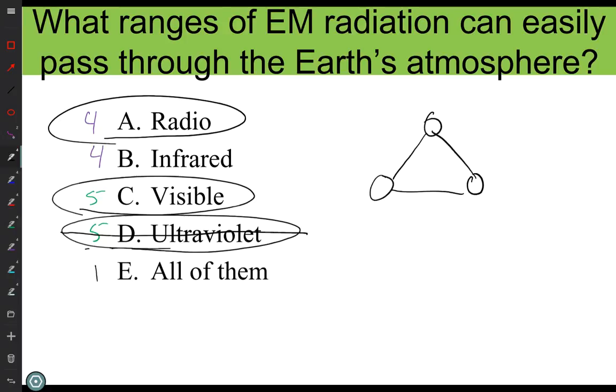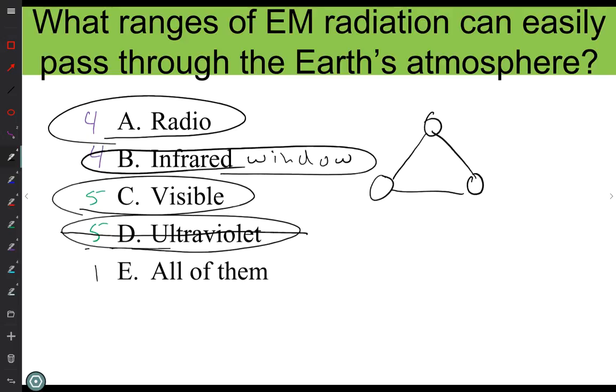So ultraviolet was blocked by ozone. Visible light gets through, radio light gets through. There is a small window for infrared. So infrared could have been an acceptable answer. It's generally not considered because there's a lot of absorption there as well, but there is a small window.